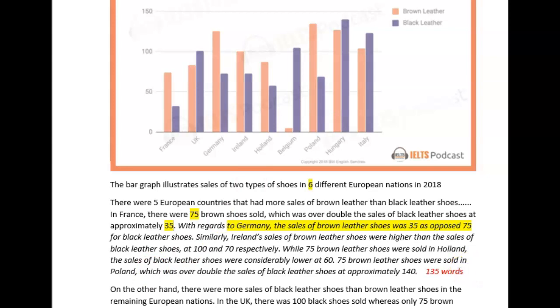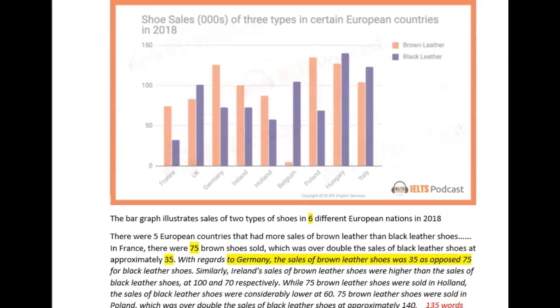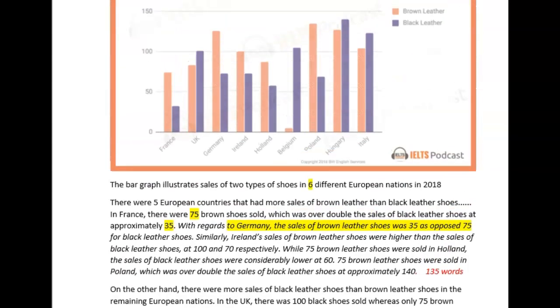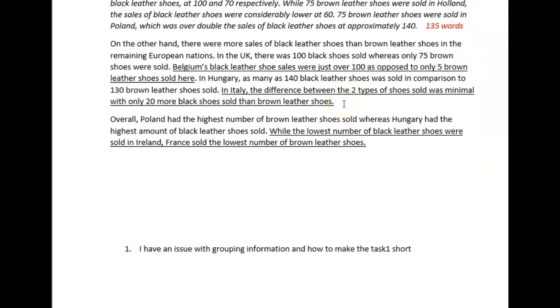So you see here, you've already got 135 words and you only need 150. So I'm cutting this quite a lot. I think you should look at the most exciting information, or the highlights. This is good. So Belgium's shoe sales were just over 100,000 as opposed to only 5,000 of brown. Also, Italy is something to highlight. You could put additionally, so linking it up together. In Italy, oh no, sorry, I wouldn't put those together because I put in contrast, so contrast those. Whereas in Italy, there was minimal difference between sales of the two types, or something like that. So that is important.